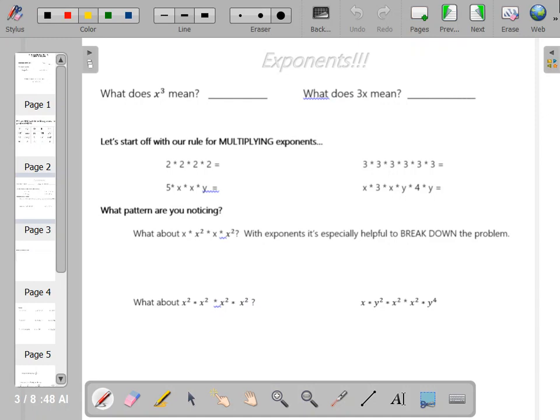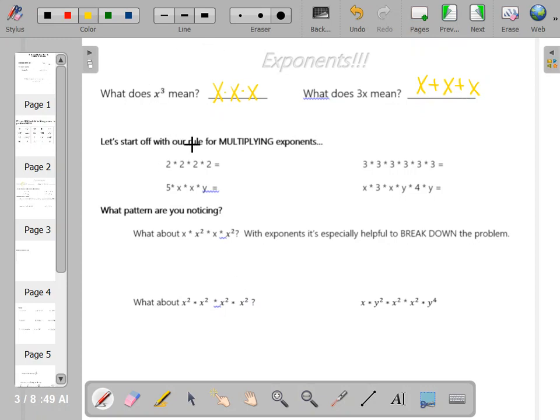Alrighty, so we're going to simplify some exponents. We're going to do some multiplication and division rules. If you're going to talk about exponents, the first thing you need to understand is that x cubed means x times x times x. Exponents are shorthand multiplication. 3x is different. That means x plus x plus x. Multiplication is fast addition. Exponents are fast multiplication.